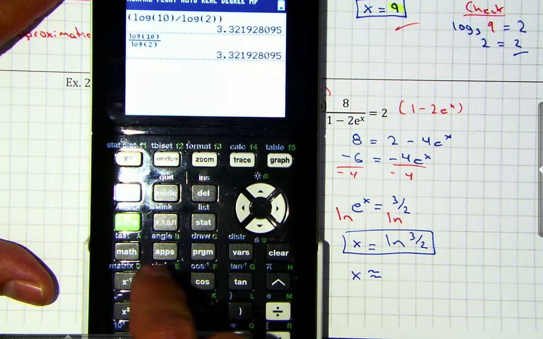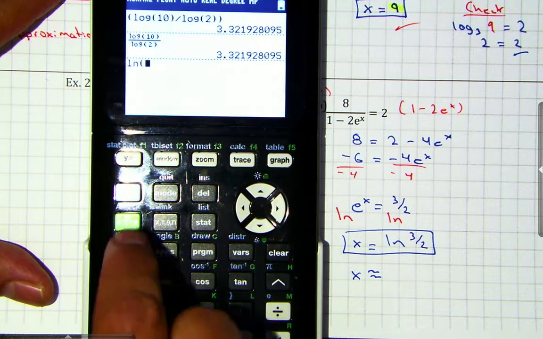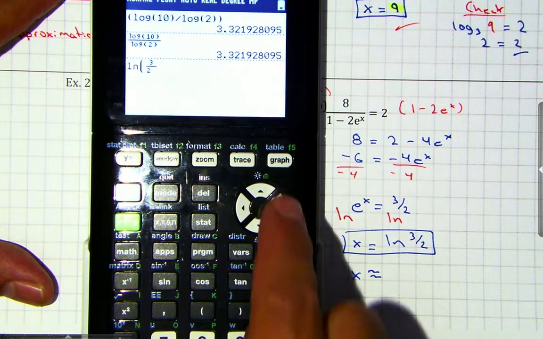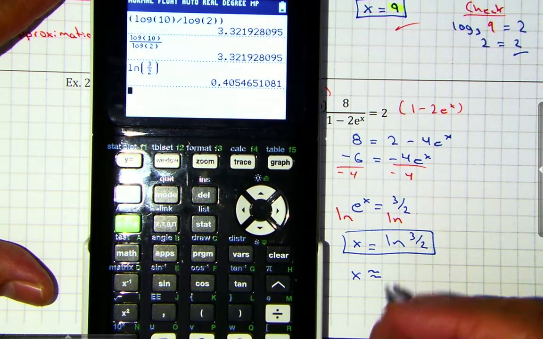So we type in natural log. I'm going to use my fraction bar. And 3 over 2, or 1.5. 0.41.